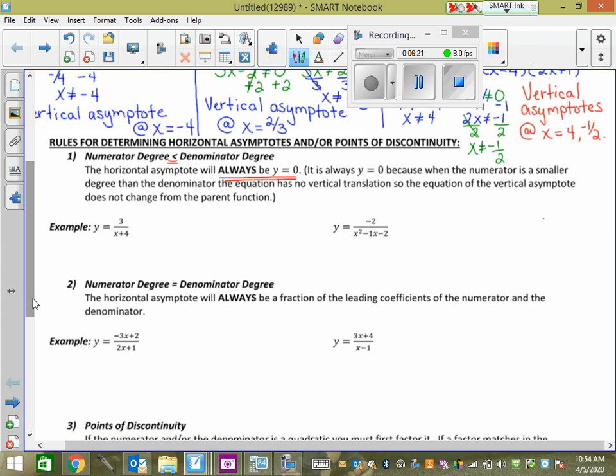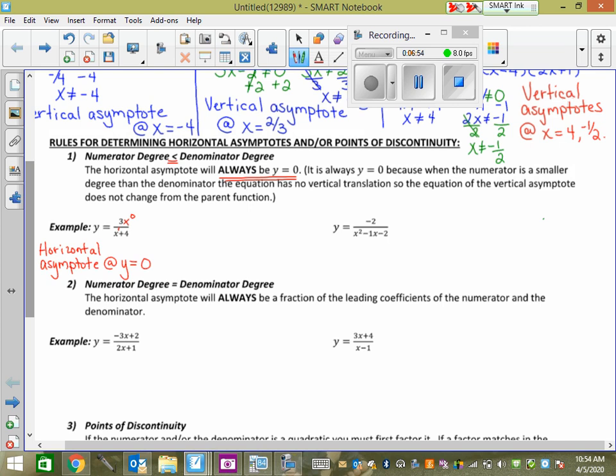So how can we check? The degree of the numerator is x to the 0, technically. If there's no x, it's x to the 0. The degree of the denominator is degree 1. So the degree of the numerator is 0, the degree of the denominator is 1. So if the degree of the numerator is smaller than the degree of the denominator, we have a horizontal asymptote at y equals 0. Remember, the horizontal asymptotes are always y equals.